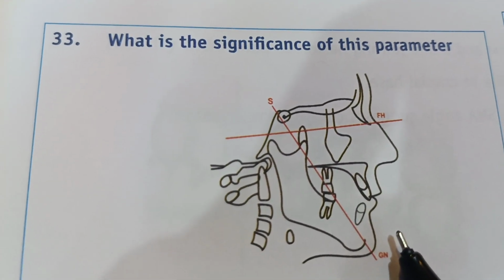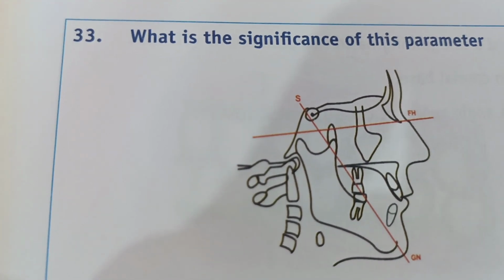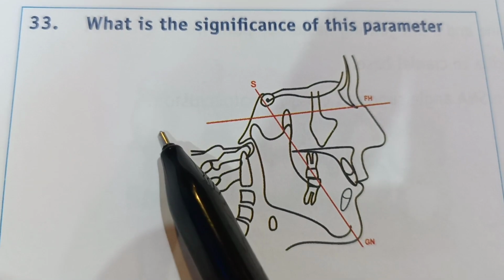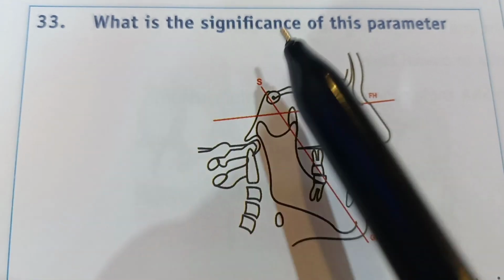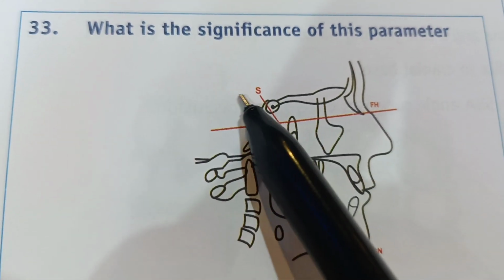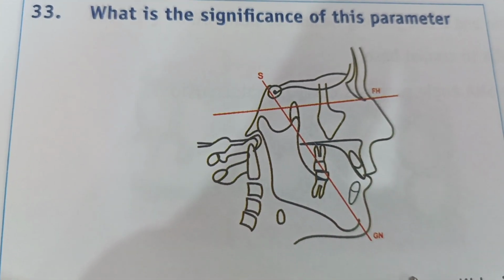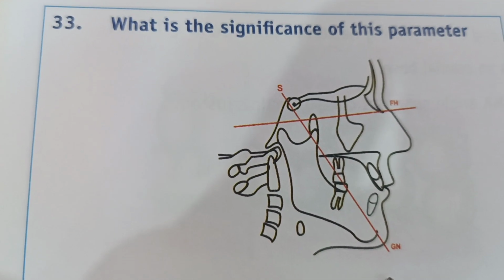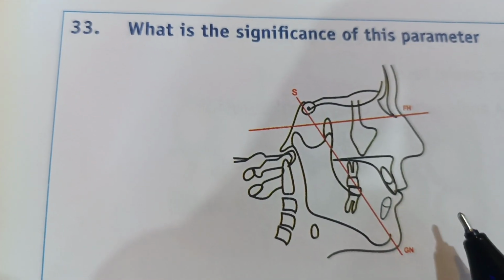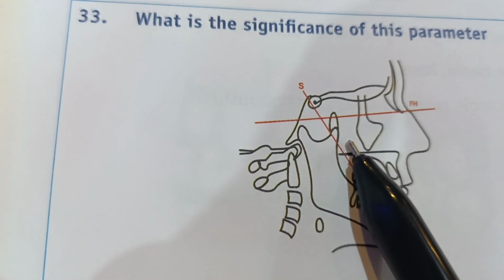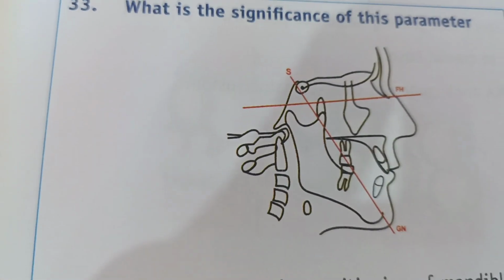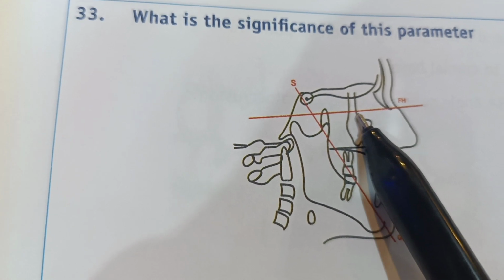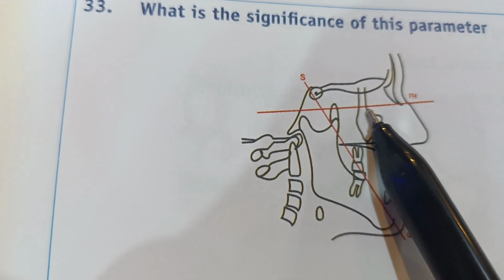It forms the Y-axis angle, which is obtained by joining sella to gnathion with the FH plane. You can see this is the FH plane, the horizontal plane, and this is sella turcica, joined with gnathion. It makes the Y-axis angle. The mean value is 59 degrees. You have to remember the value of this angle. The mean value is 59 degrees, which indicates vertical growth of the patient.